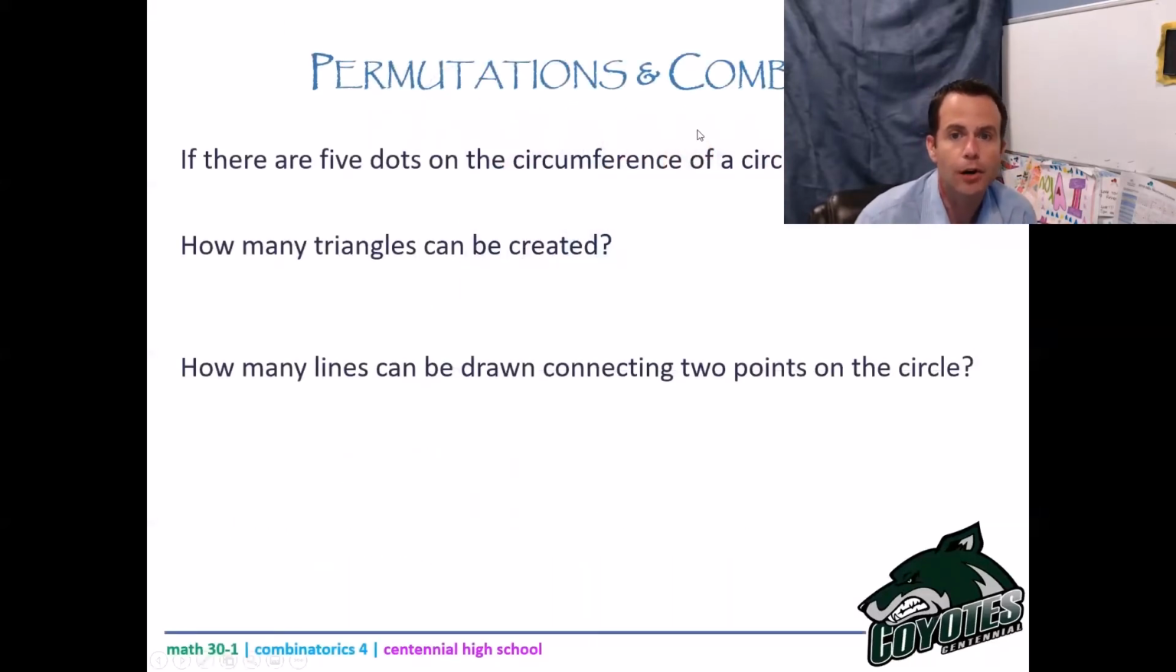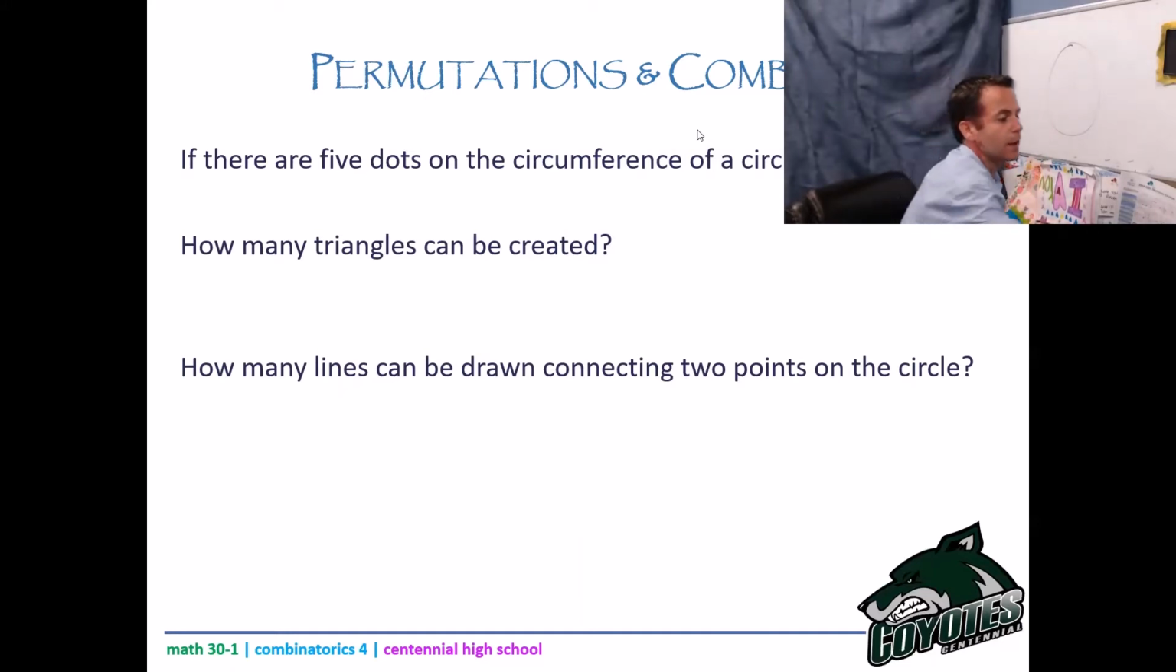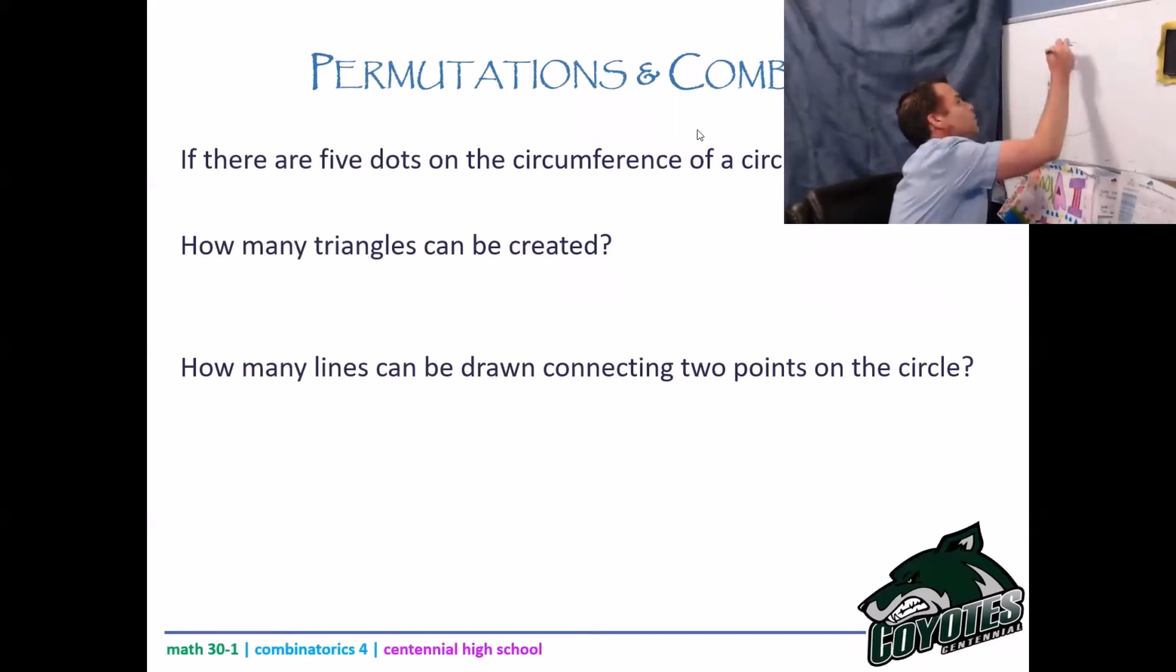If there are five dots on the circumference of a circle, how many triangles can be created? Well, you need to ask yourself, how many dots do I need to form a triangle? So think about this for a second. Here's my circle. Okay, and now here are my five dots. 1, 2, 3, 4, 5.